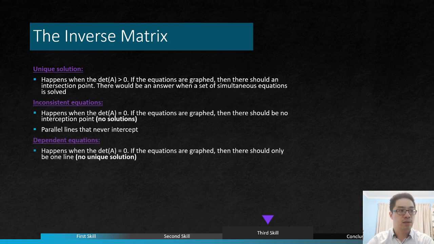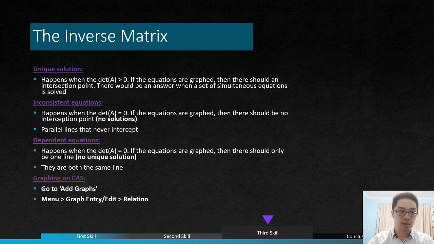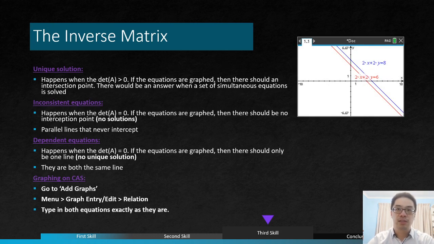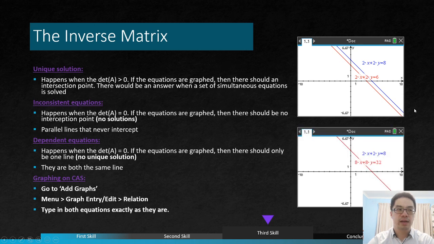A dependent equation happens when the determinant also equals 0. If the equations are graphed, there should only be one line, so no unique solution, and they are both the same line. If you want to graph this on the CAS, you go to Add Graphs, menu, Graph Entry, Edit, and click Relations, and type in both equations exactly as they are. For inconsistent equations, there should be two lines parallel to each other that never intersect, whereas the dependent equation should be one line on top of another, like shown.